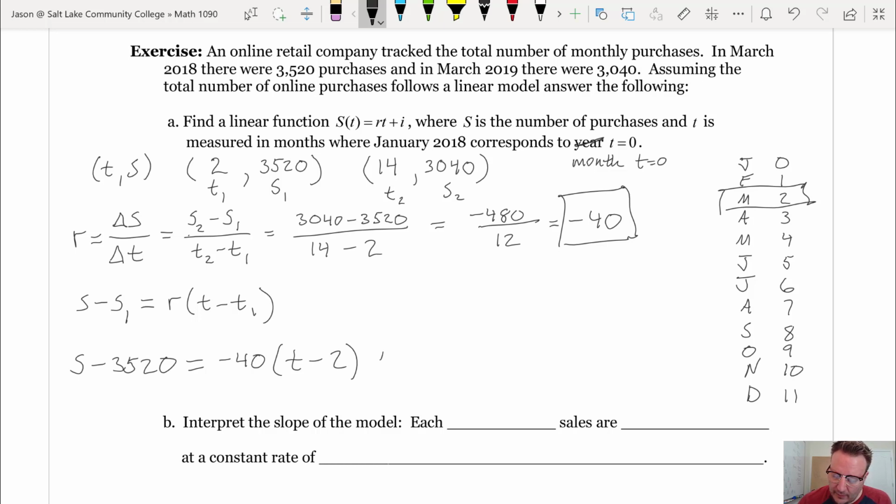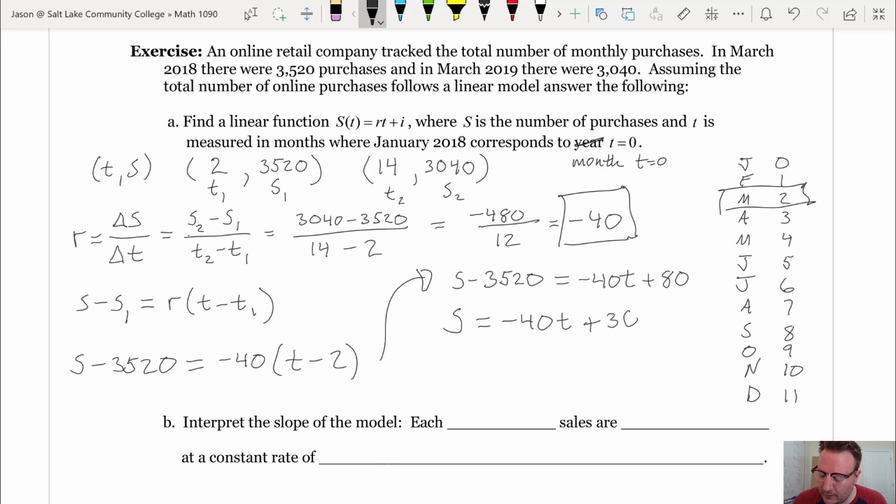Okay, I'm going to come over here and finish this up. I'm solving for s. But first, I want to distribute that negative 40 on the right-hand side. So I get negative 40t plus 80. Now I need to add 3,520 to both sides. 3,520 plus 80 is 3,600. So I get s is equal to negative 40t plus 3,600.